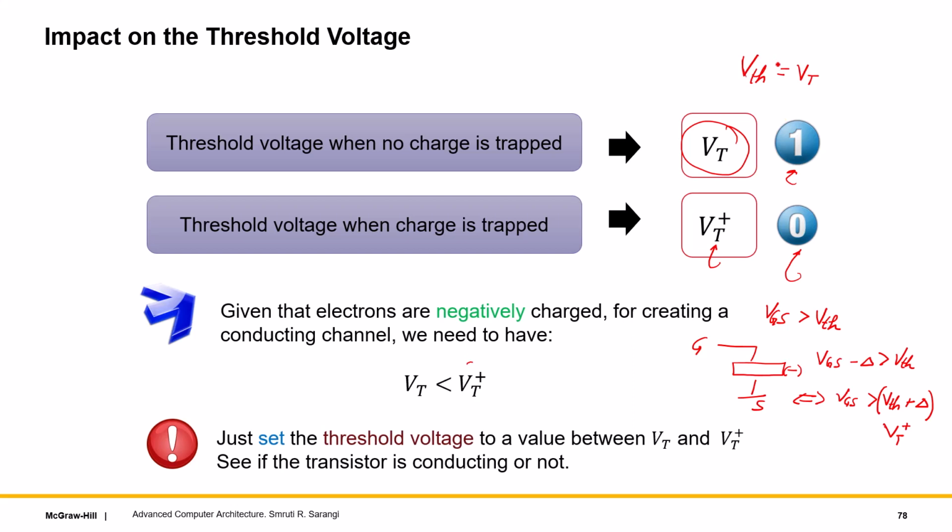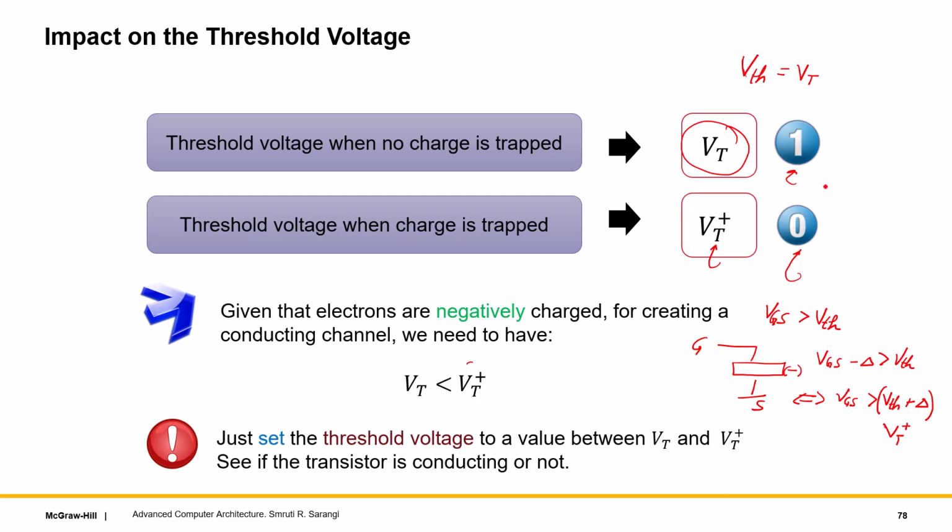So effectively what happens is that the gate to source voltage should be greater than Vt plus. In a sense, it would appear, if charge is trapped, that the threshold voltage is higher, right? Higher than the nominal. That is what it would appear to be. So we will use this fact to essentially create a device that has multiple resistance states.